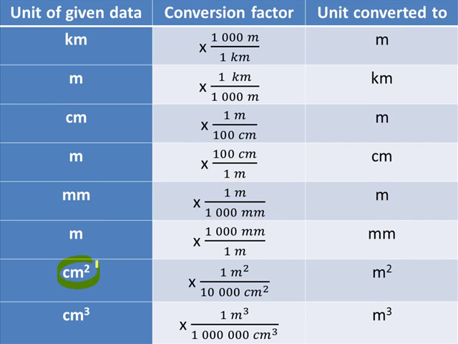From centimeters squared to meters squared, multiply the value in centimeters squared by 1 meter squared over 10,000 centimeters squared. To convert from centimeters cubed to meters cubed, multiply by 1 meter cubed per 1 million centimeters cubed.